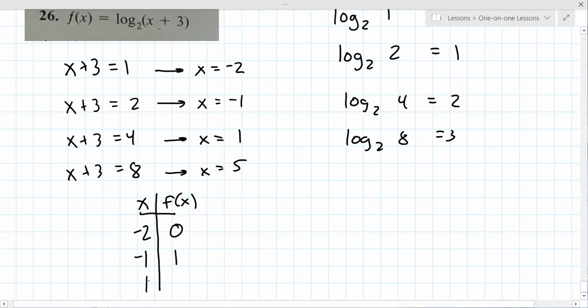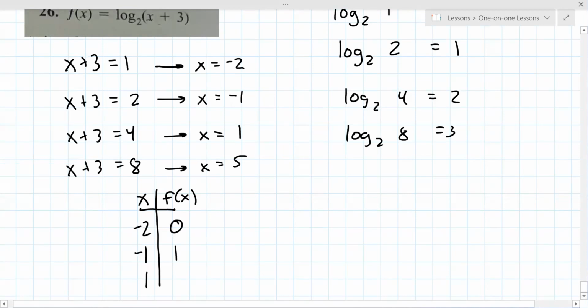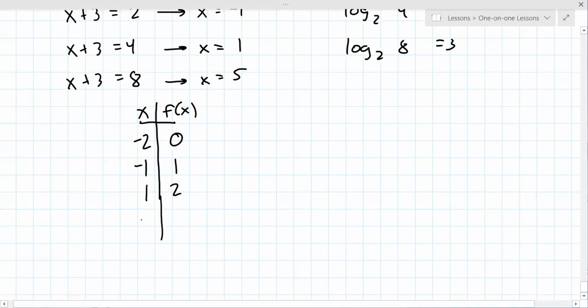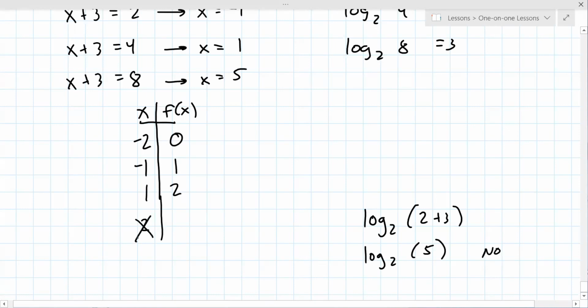But we're not putting 1 in for x because of this over here. Log base 2 of 1 plus 3 is 4. This becomes 2. If you weren't paying attention, you might just put whatever you want in there. Let's put 2 in. Well, this means log base 2 of 2 plus 3, which is log base 2 of 5. Do you know log base 2 of 5? No. And you can't use a calculator, so you have to get it to a value that you know. That's why that one's no good. But 5 is okay because it's log base 2 of 5 plus 3, which is log base 2 of 8, which you know is 3.